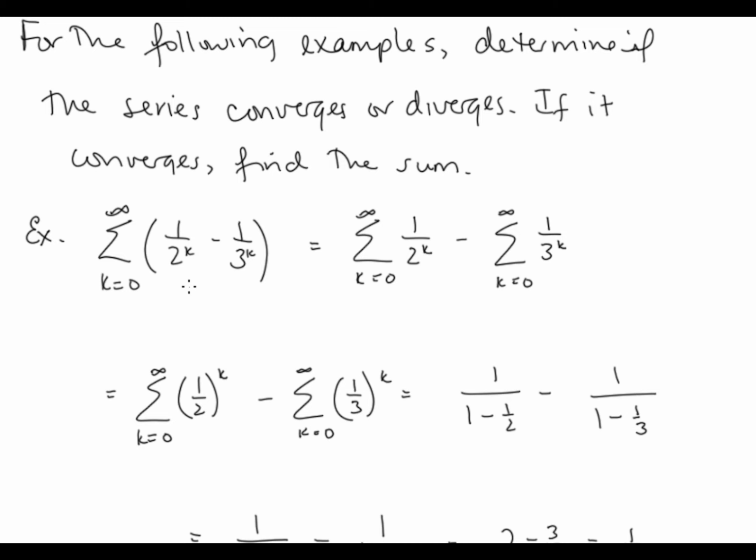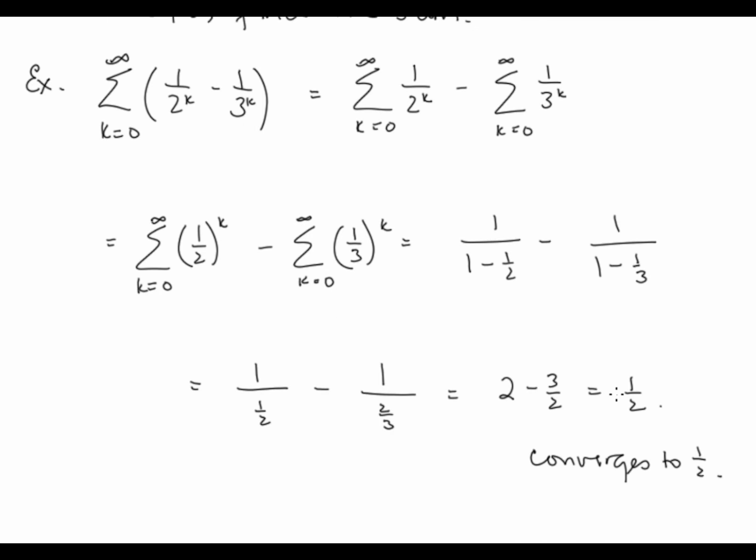So the first one we have here is 1 over 2 to the k minus 1 over 3 to the k, k going from 0 to infinity. We notice that this is a subtraction of two geometric series. Right? This is 1/2 to the k, and this is 1/3 to the k. Since the r values for each of these are in absolute value less than 1, we know we can use our summation formulas for these two geometric series. And so this sum is 1/2, and we say this series converges to 1/2.